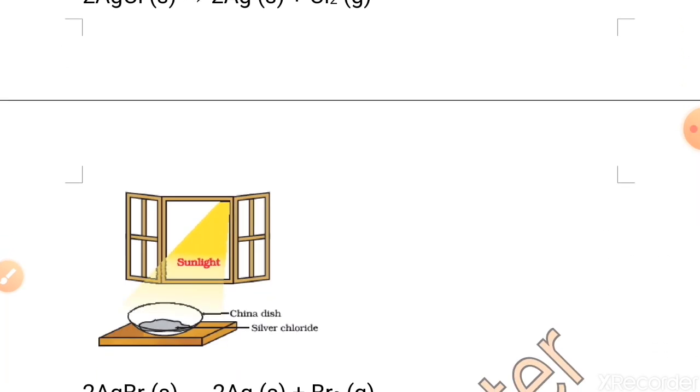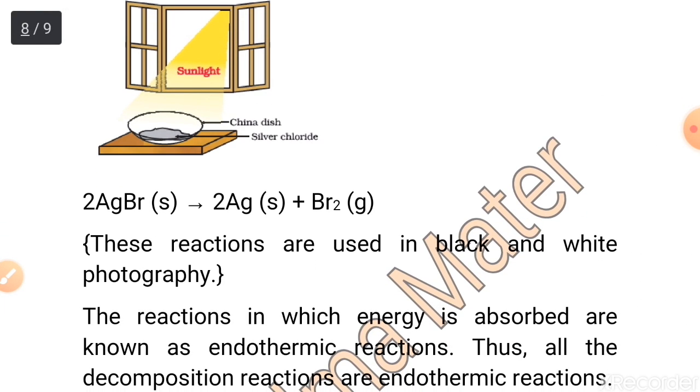Moving ahead, another example is of silver bromide. When silver bromide is kept in sunlight, it also forms silver plus bromine gas. These reactions are used in black and white photography.